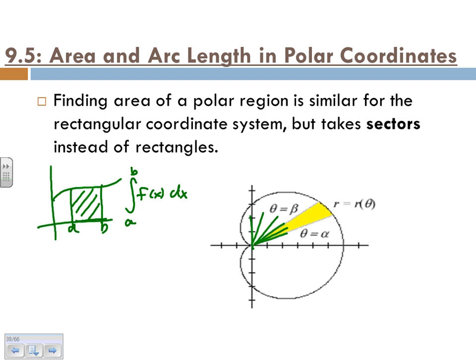These are called sectors. So like this little guy would be a sector. Okay? So you're going to add up all of those little sectors together, just like you'd add up all of these rectangles, remember? Okay, so we're adding up all of these sectors to get to the area inside of a polar curve. Is that okay?